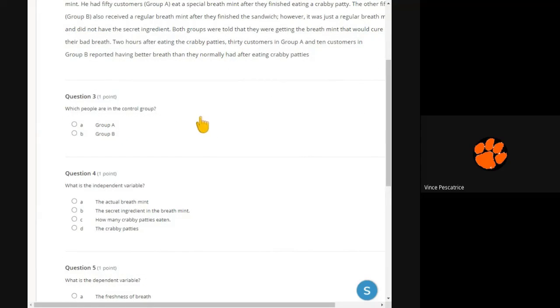All right, number one. Which group was the control group? Put A or B in the chat. Group A or Group B? Which one is the control group?